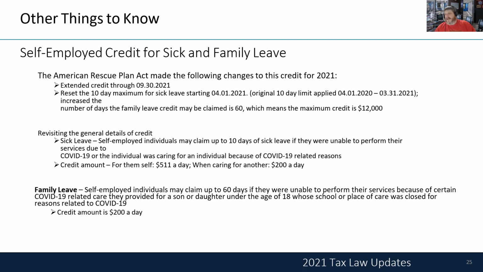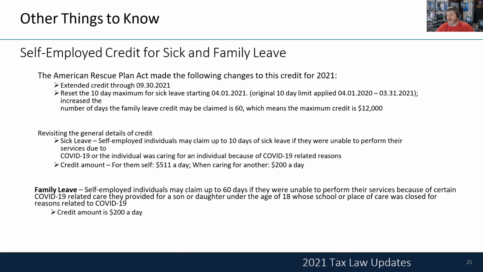Okay, thank you. So the 7202. When the American Rescue Plan Act came out, they did a couple of modifications to this self-employed credit for sick and family leave. They extended the credit through 9/30 of 2021. They reset the 10-day maximum for the sick leave starting April 1st of 2021. And then they increased the number of days for the family leave credit to 60.